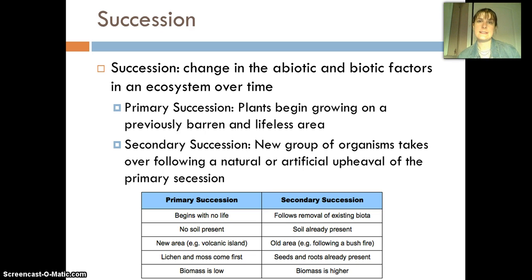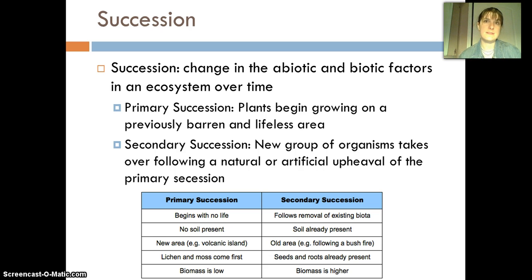So if we define succession more formally, we could say it's a change in the abiotic and biotic factors in an ecosystem over time. So let's think about that definition a little bit. First of all, abiotic factors are changed, which means the life that comes into an area changes the non-living aspects of that area. Also, the biotic factors are changed over time, so the life that comes into an area changes other life that comes into the area.